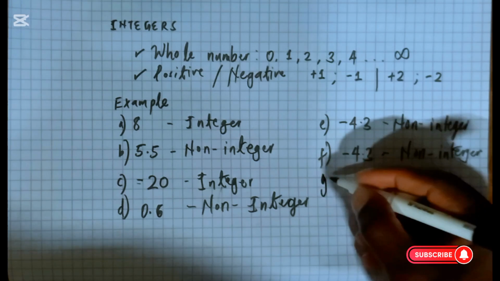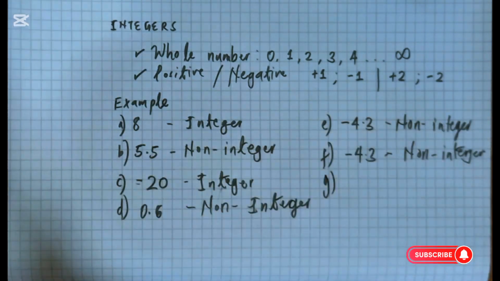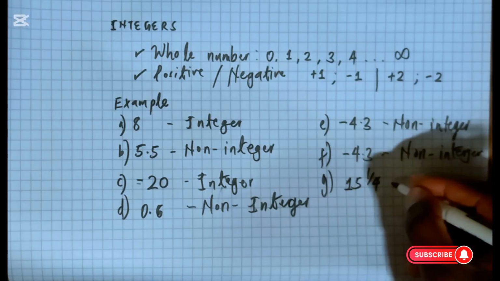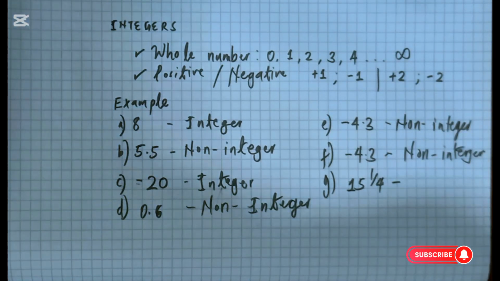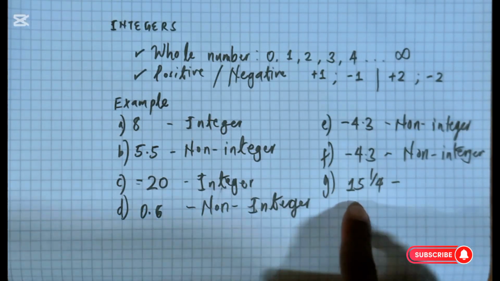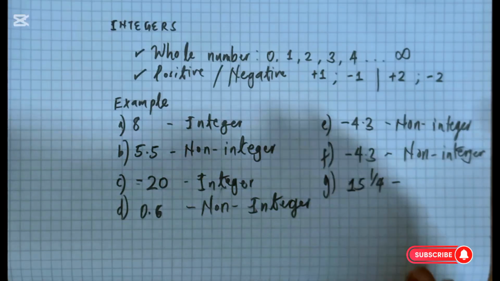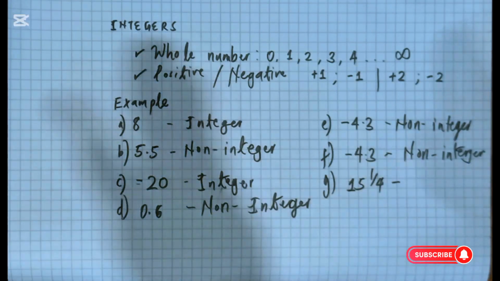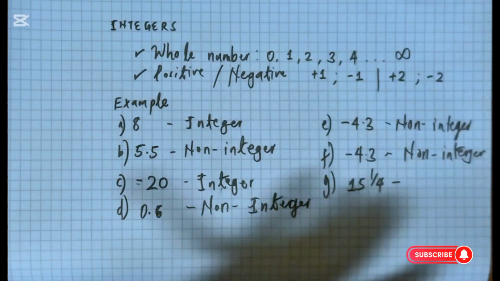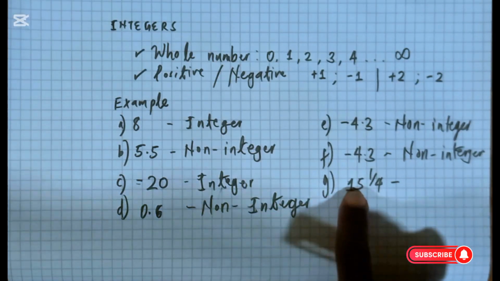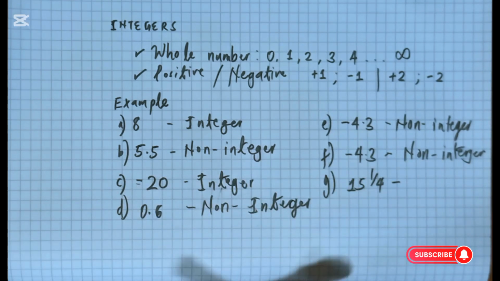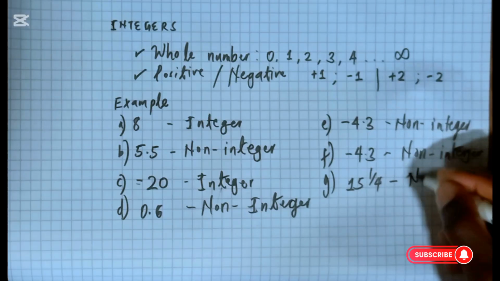All right. Let's look at another one. We are having 15 and a quarter. Now, 15 and a quarter is also not going to qualify to be an integer. Why? An integer must first of all be a whole number, and it must exclusively be a whole number. So anytime we are having a number that has a fraction or a decimal fraction, then we say that that is not an integer. In this particular case, we have 15 and a quarter. The quarter bit is what disqualifies it from being an integer, and therefore 15 and a quarter will be classified as a non-integer.